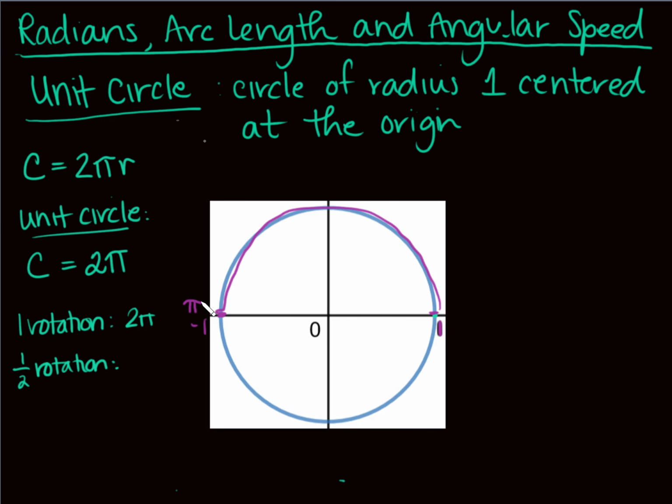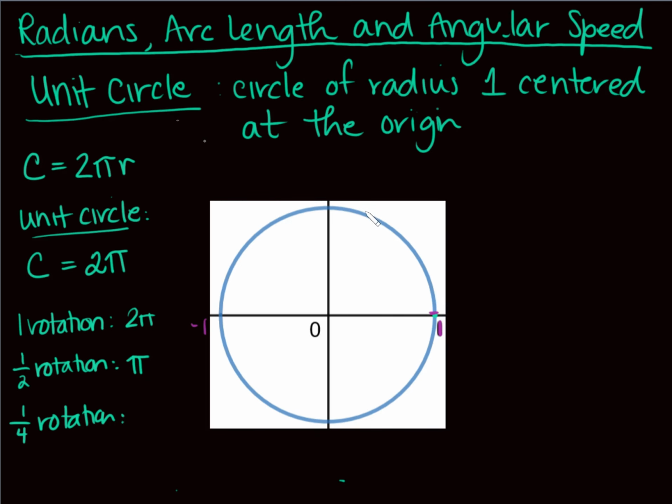And so we're going to call this distance right here pi. Okay, so half a rotation around is going to be pi. And of course we can talk about more of that and look at different fractions, but we know halfway around is going to be pi. If we went just a quarter of the way around, or a quarter rotation, right?